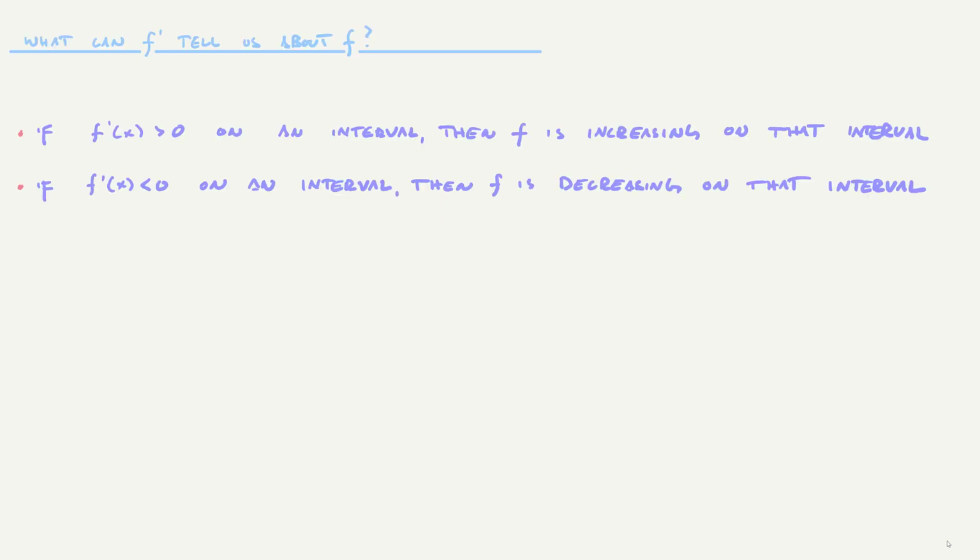So far, to clearly state what we know, if f prime of x is greater than 0 on an interval, then f is increasing on that interval. And then we could say the exact same thing for when f prime of x is less than 0 on an interval, then f is going to be decreasing on that interval. But is there anything else that we know from this?